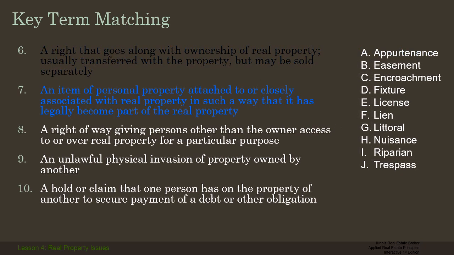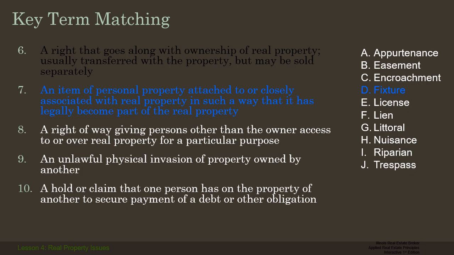Number 7, an item of personal property attached to or closely associated with real property in such a way that it becomes part of the real property. Well, those are fixtures, and a fixture is anything that was once personal property, but the owner has attached it in such a way that it becomes permanent to the dwelling, and therefore it becomes part of the real estate. And therefore, when the property is transferred, it goes along with the property. Don't have to make a separate provision for it. It goes along because it's attached to real property, becomes part of the real property, and deeds, as we know, convey anything that is defined as real property.